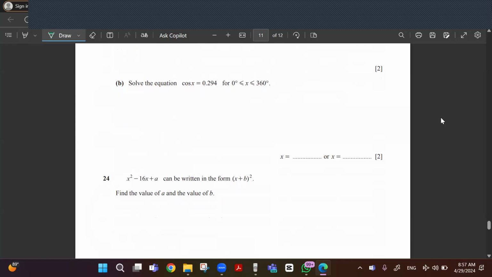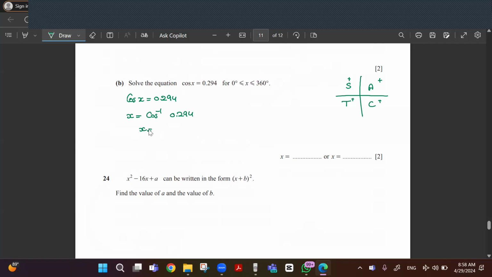Then solve the equation, which is cosine x equals 0.294. You remember this? This is for the ASTC rule. A, S, T, C. Concentrate on this. You remember the 4 quadrants: here all are positive, here sine only is positive, here tan only is positive, and here cosine only is positive. So cosine x equals 0.294. So from here, x equals cosine inverse 0.294.